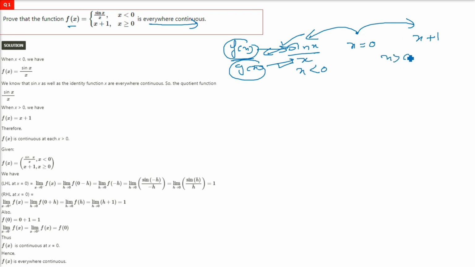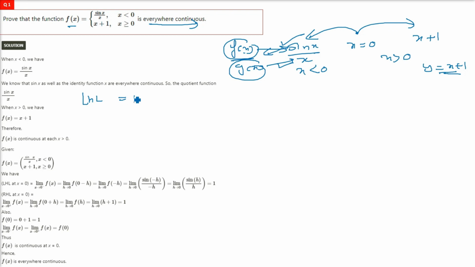Now coming to x greater than 0, f(x) is x plus 1. This is a polynomial of first degree, and all polynomial functions are continuous, as we just stated. So when x is greater than 0, we have f(x) equal to x plus 1. Therefore, f(x) is continuous at each x greater than 0. Now the part the question is asking is to prove that the function f(x), for x less than 0 and x greater than 0, is everywhere continuous.